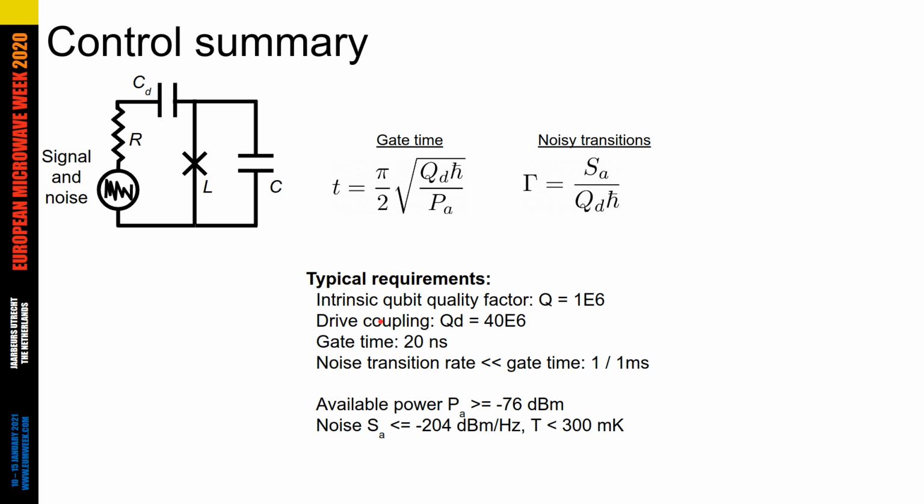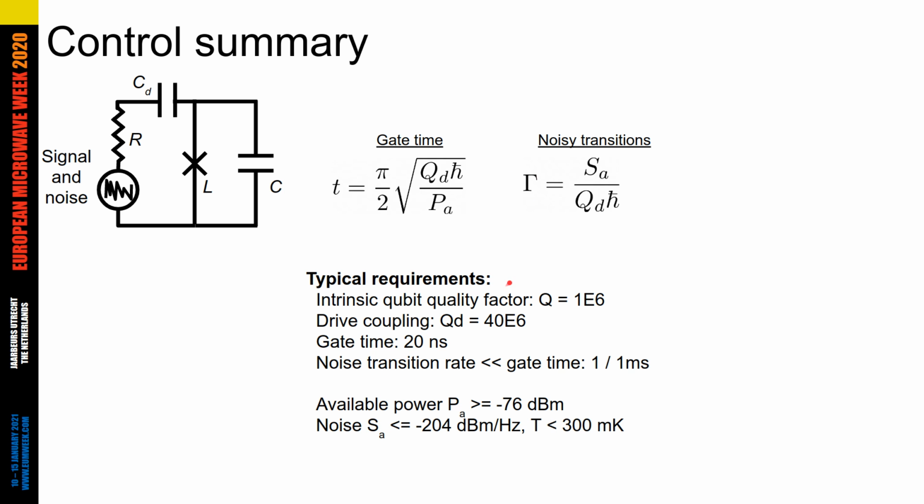All right, so putting everything together, we have an equation that relates the gate time to the available drive power and the drive coupling Q. And then we also have a formula that relates the noisy transition rate gamma to the available noise spectral density and the drive coupling. Okay, so let's put in some numbers.